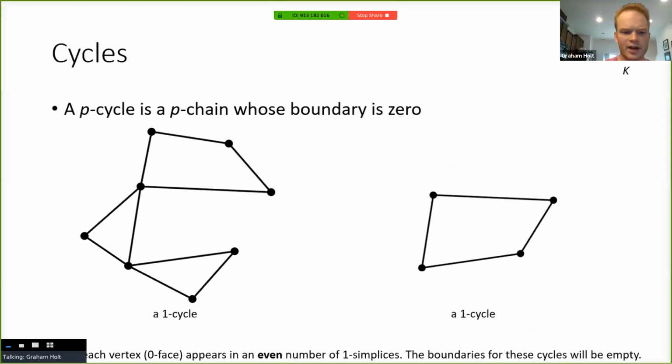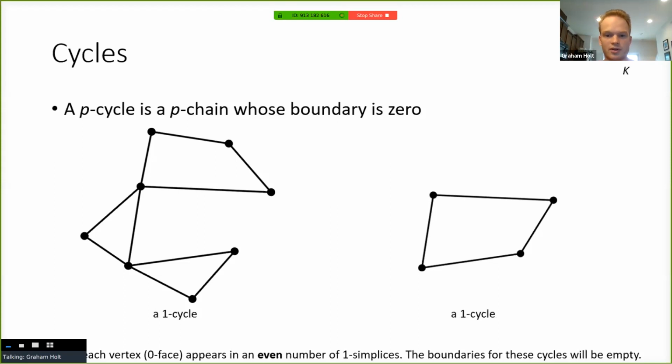Okay, so there are some chains that behave in special ways. A P cycle we're defining as a P chain whose boundary is 0. Here I'm showing you 2 examples of cycles. In order to take the boundary, you sum up all of the P-1 chains, which in this case would all be vertices. When you sum them up, you'll notice that each vertex appears an even number of times, either 2 or 4 times in these cases. Because we're working modulo 2, all of these vertices cancel out and the boundary will be empty. This is the characteristic by which we define these cycles.